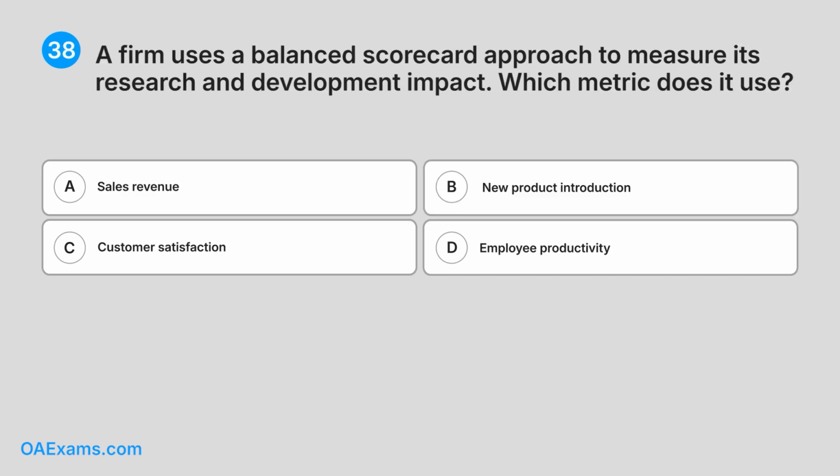38. A firm uses a balanced scorecard approach to measure its research and development impact. Which metric does it use? A. Sales revenue. B. New product introduction. C. Customer satisfaction. D. Employee productivity. Do you know the answer?